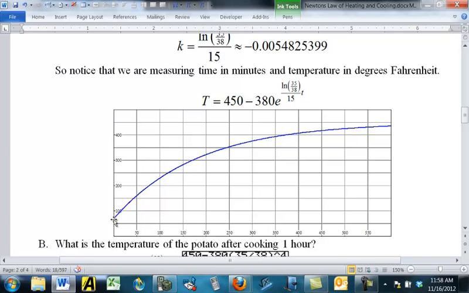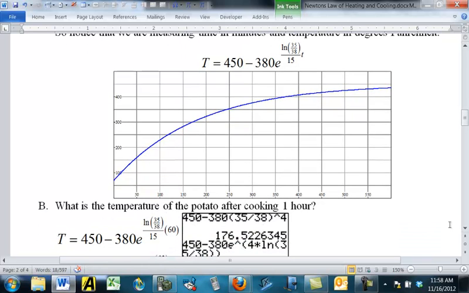And notice that it's exponential, it's coming up, and it's leveling off to a horizontal asymptote at 450, which is this grid line right here, not the very top one, but the next one down. And if we go out far enough, you'll see it looking like that asymptote. So this seems like a reasonable thing.